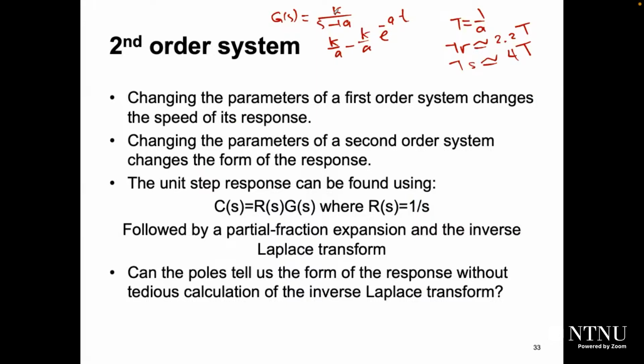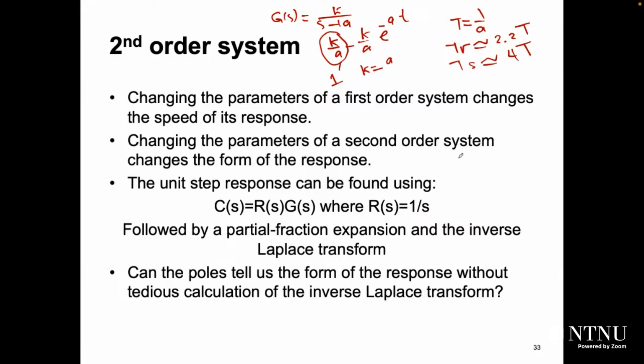And of course, changing K will change the steady state error, because the forced component will be K divided by A. If K equals A, the ratio will be 1, which means the steady state error equals 0. So this coefficient also changes the steady state response. So changing the parameters of the first order system will change the speed of its response.